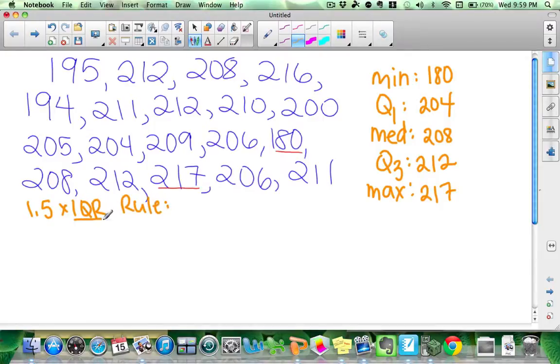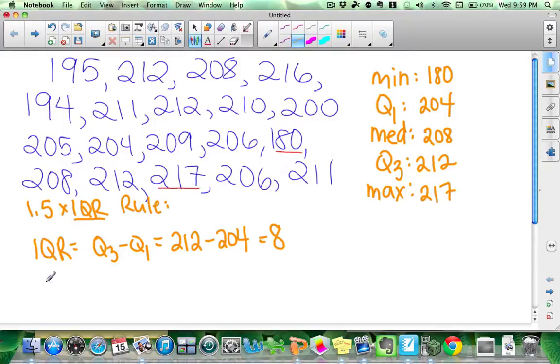Okay, so how we're going to do the 1.5 times IQR rule. The first thing we need to do is calculate the IQR. The IQR is Q3 minus Q1. So that's going to be 212 minus 204, which is 8. So we have the spread of this distribution. The spread of this distribution is 8 months. It's an IQR of 8 months. That's one way of measuring spread.